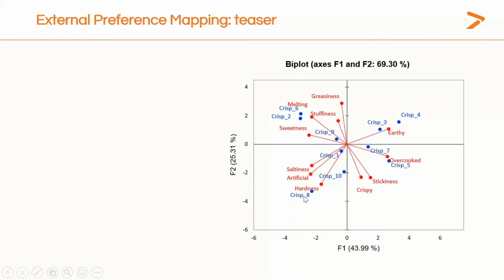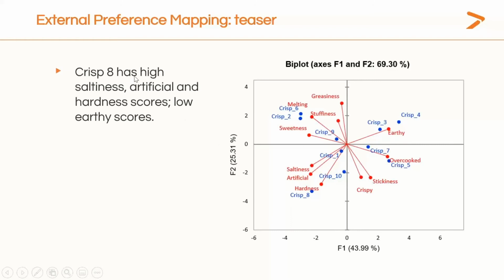Let us focus first on crisp number 8, for instance. You see this crisp is in the direction of hardness, artificial, and saltiness, and in the opposite direction of earthy. So crisp 8 has high saltiness, artificial, and hardness scores, but low earthy scores. On the other hand, you have crisp 3 and 4 that have the opposite profile. They have high earthy scores and low saltiness, artificial, and hardness scores.